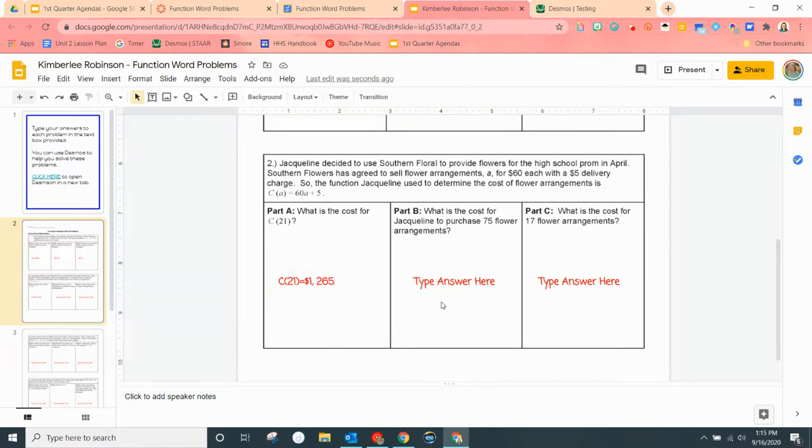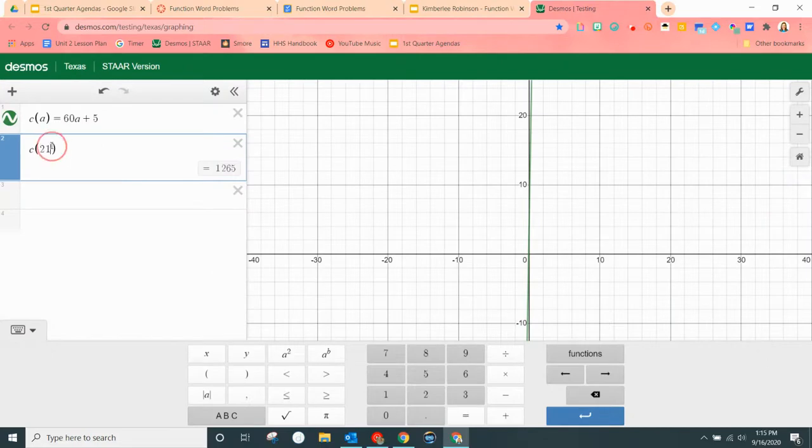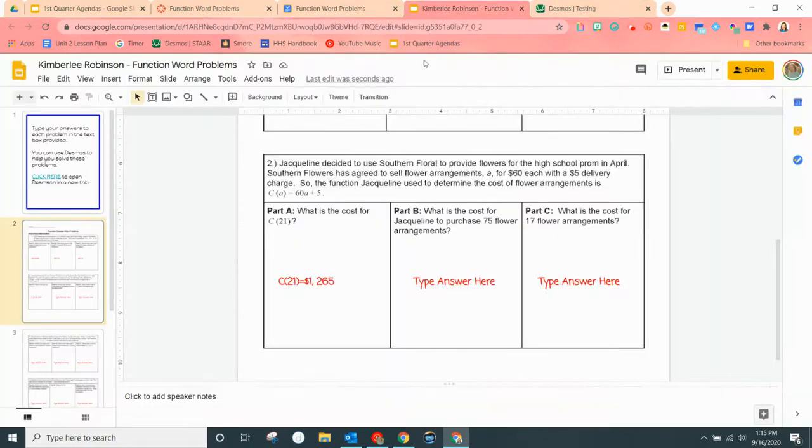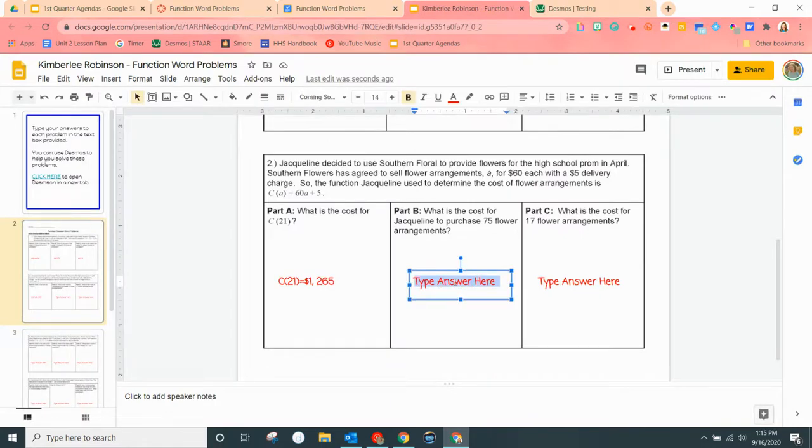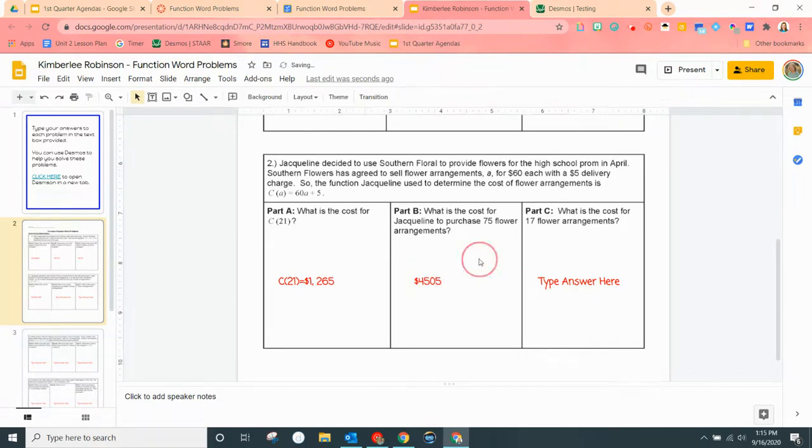What is the cost for Jacqueline to purchase 75 flower arrangements? Oh my gosh, she purchased 21 and it cost her $1,265. So what if she's going to purchase 75 flower arrangements? Notice they are giving you inputs. So we're plugging in for A here. What if she purchases 75? Well, $4,505. That's a lot of money. And guys, I'm okay if you just give me the amount. I don't even care if you put the C of 21.